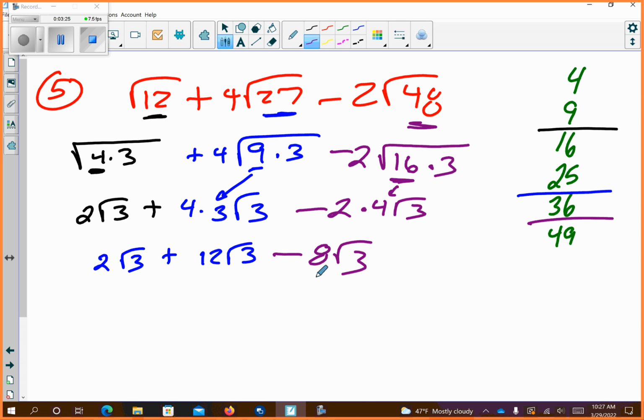Okay? I'm not done with the problem, but I just want to make sure: did you follow what was done? Okay, everything has a root 3. I'm adding or subtracting. The root 3s are not going to change at all. So my answer is going to have root 3 as part of it. So let's do the math. What is 2 added to 12? 14. What is 14 subtract 8? 6. So I get 6 square root 3, or 6 root 3 is my answer.